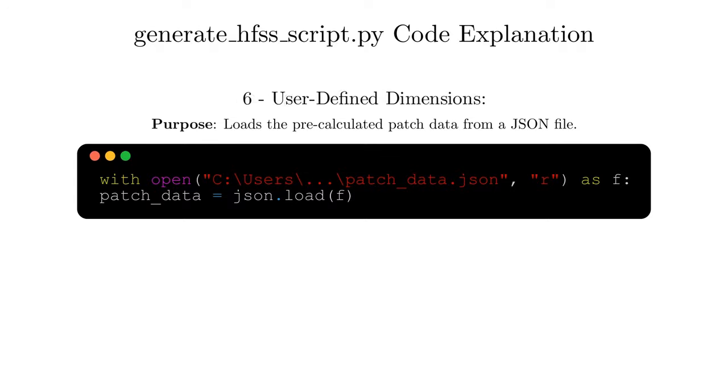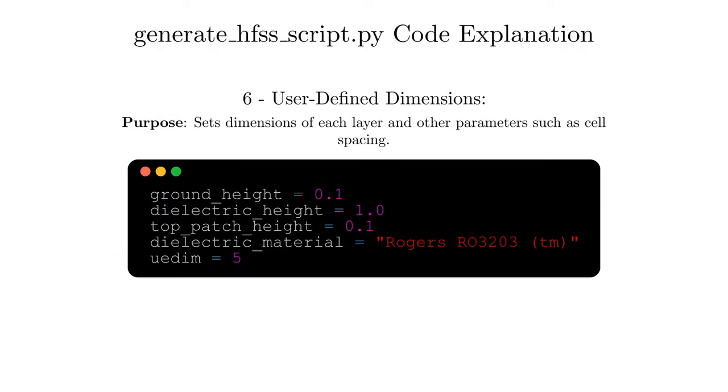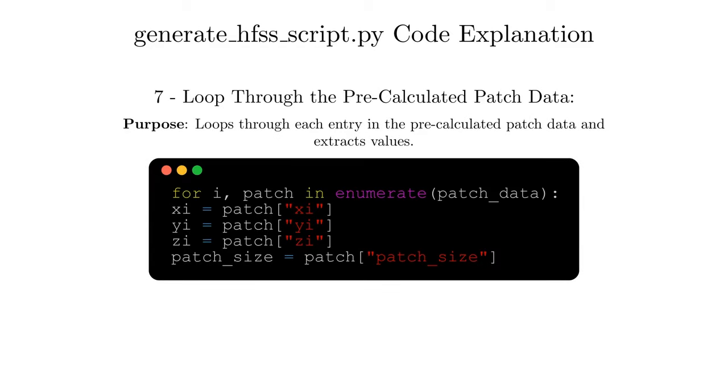Step 6. User-defined dimensions. Purpose: sets the dimensions of each layer, ground, dielectric, and top patch, and other parameters such as cell spacing. wadm represents the size of the unit cell. Step 7. Loop through the precalculated patch data. Purpose: loops through each entry in the precalculated patch data and extracts the values for each patch, coordinates, and size.